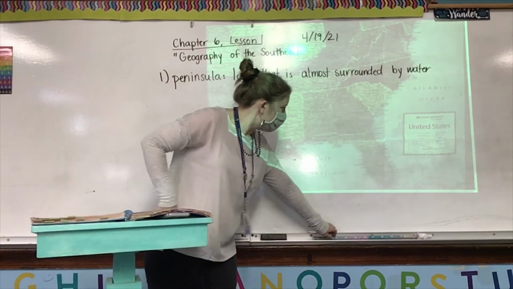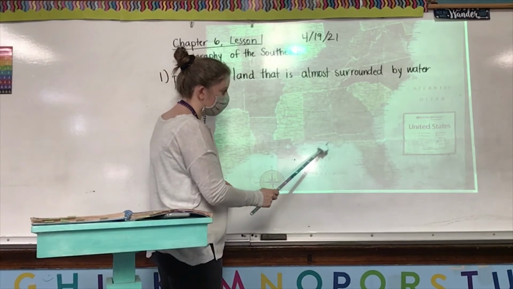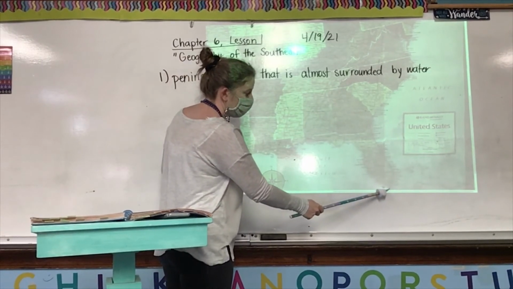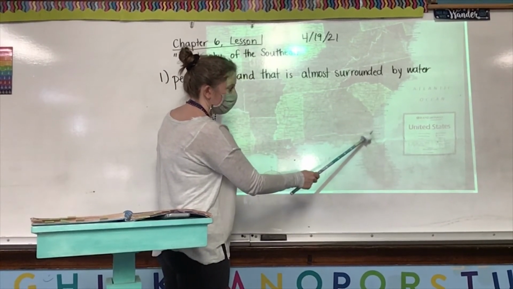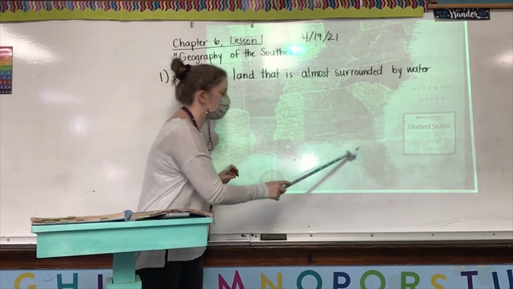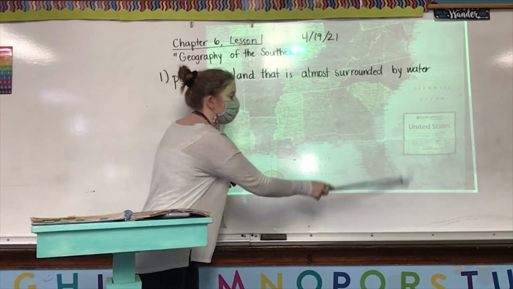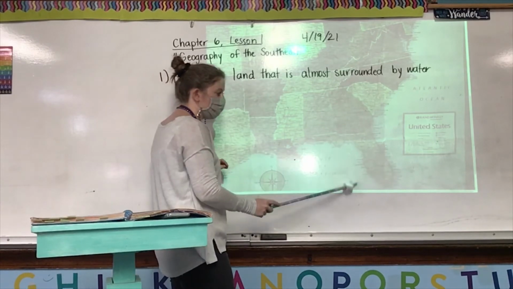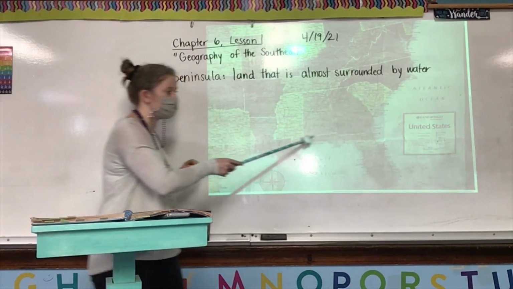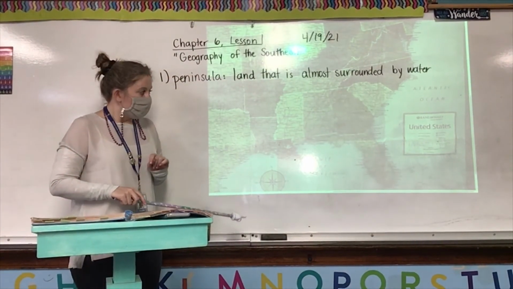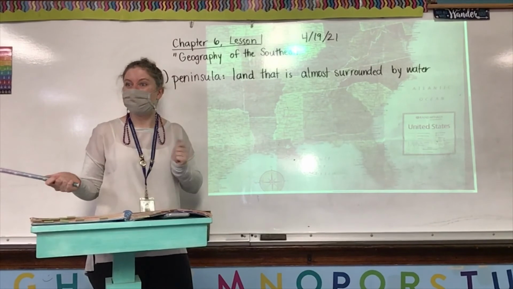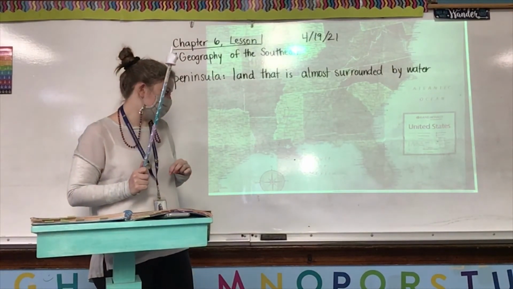Because if we look at Florida, we have this part of the coast that's surrounded by water, this part of the state that's surrounded by water, this part of the state that's surrounded by water, and just this part that is not. So a peninsula is land that is almost surrounded by water. You see how Florida is surrounded on 1, 2, 3 sides by water and only one side by land. When we see a peninsula, it's usually land that's sticking off. Do you see how Florida is sticking off of the rest of the United States? So we know it's a peninsula.